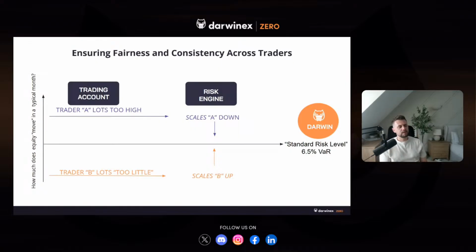Again, going back to the trader A versus trader B example of taking the same position on euro dollar, the only difference being trader A trades with larger size than trader B. The risk engine is likely going to scale down trader A and scale trader B up to meet in the middle at the standard risk level of 6.5%, meaning that regardless of the position sizing in their MetaTrader accounts or their Interactive Brokers accounts, their Darwin is going to be using the same exposure to get the return.